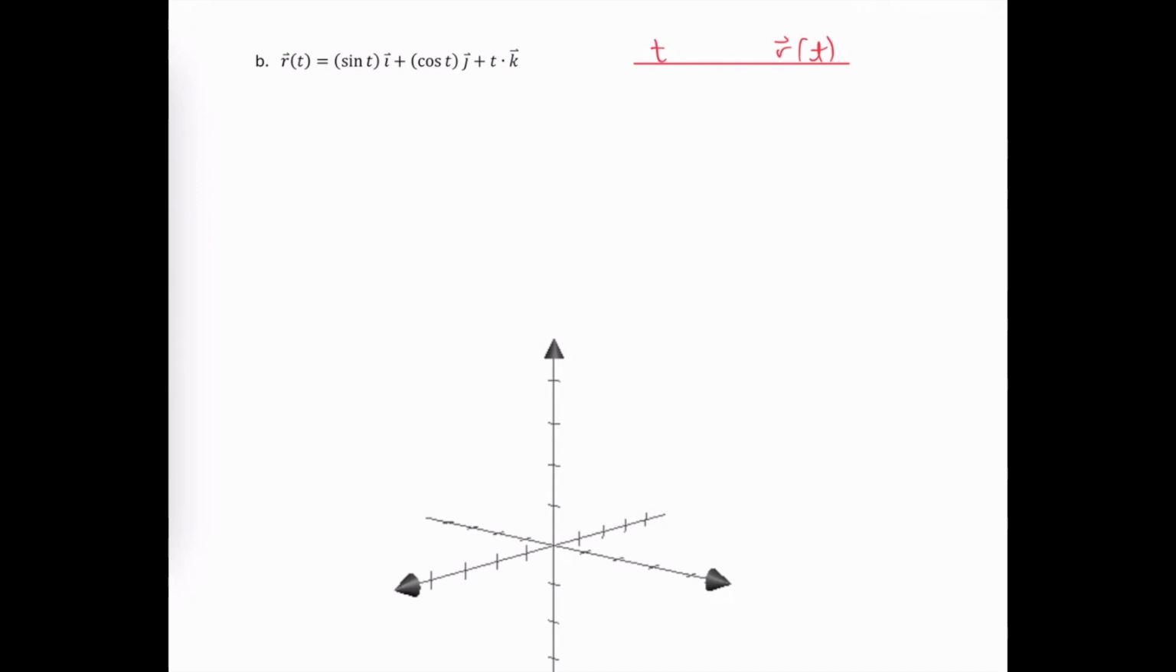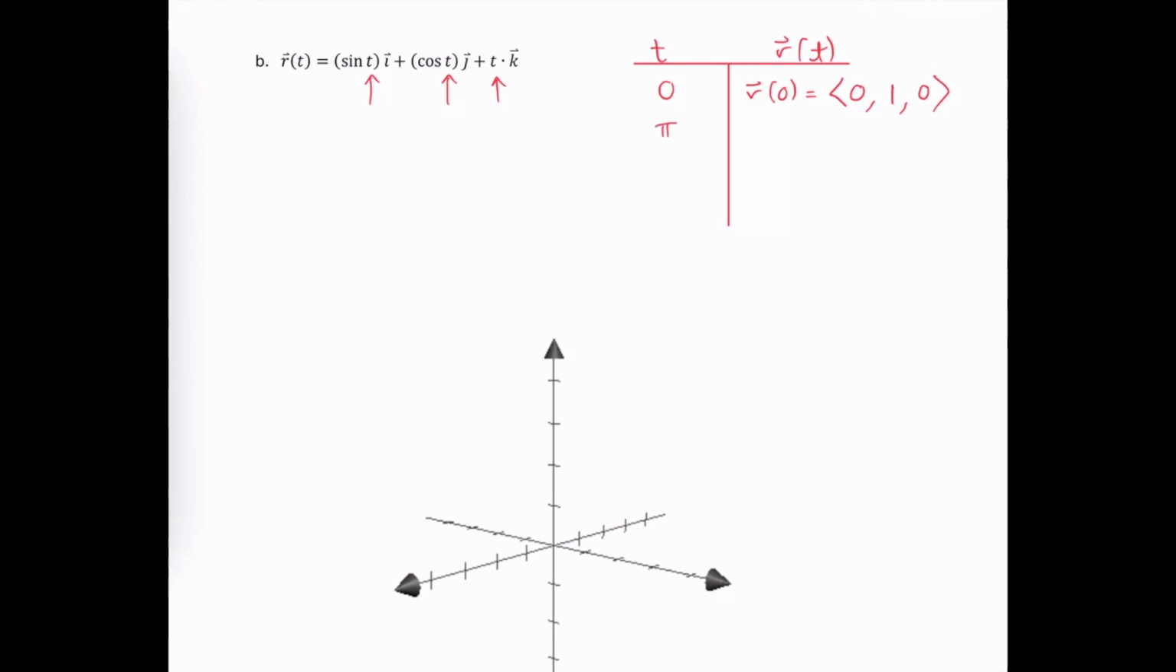So let's take a look at another table of values. We have our parameter t, our output is a vector. So when we plug t is equal to 0 in for the parameter, we're going to get the vector function evaluated at 0, which gives us a vector. Sine of 0 is 0. Cosine of 0 is 1, and when we plug t is equal to 0 into the z component, we just get 0 as an output.